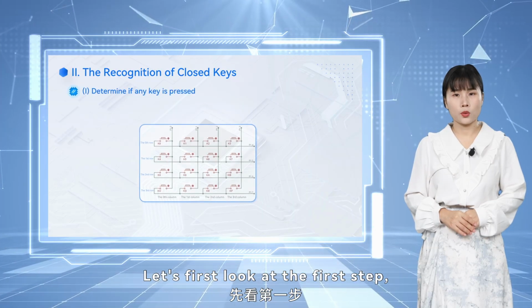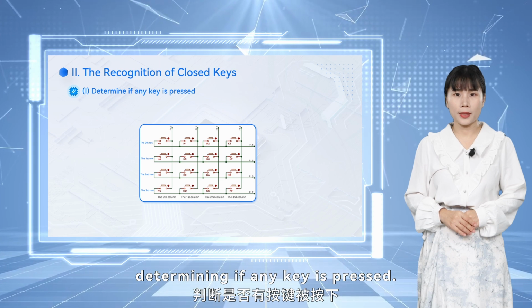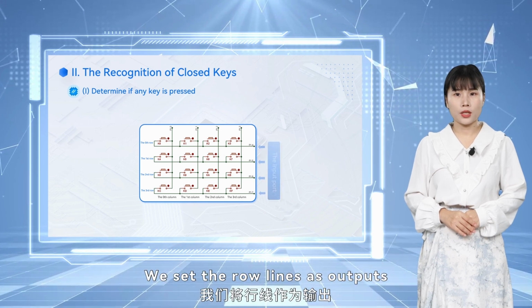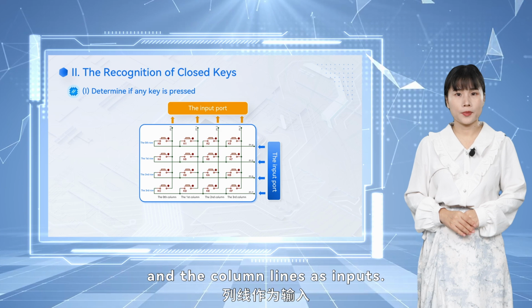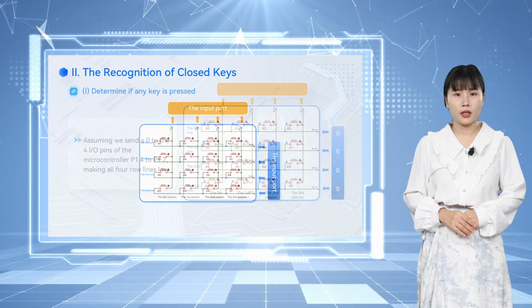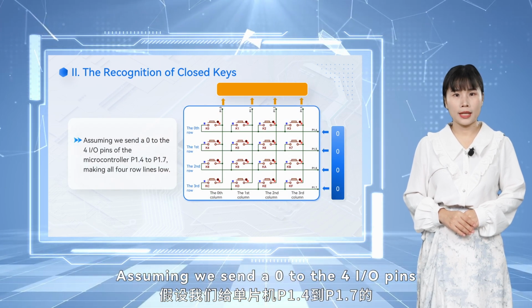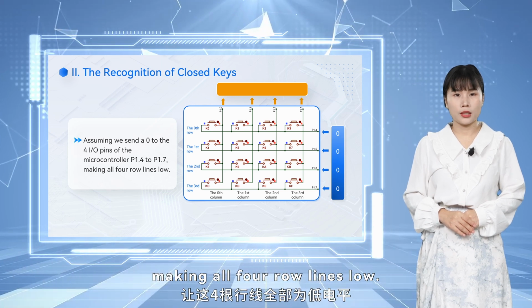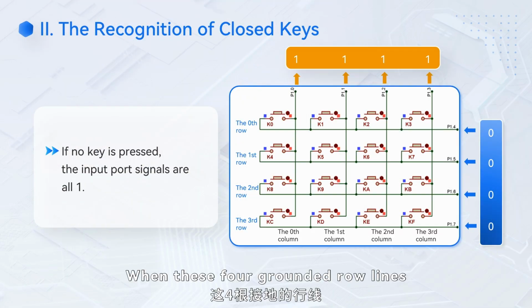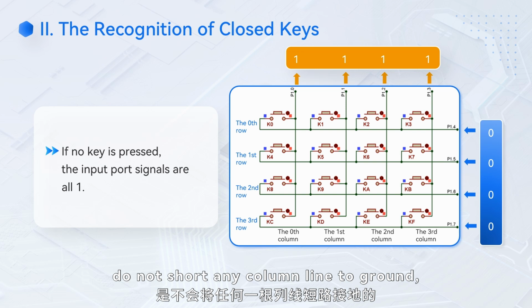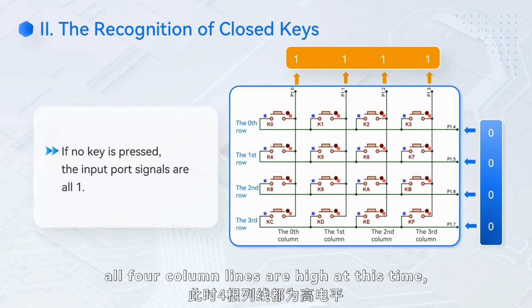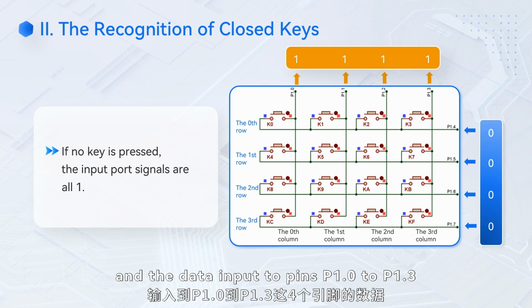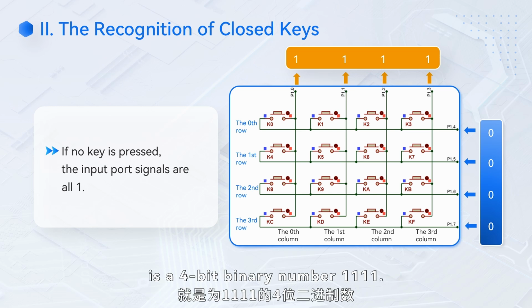Let's first look at the first step, determining if any key is pressed. We set the row lines as outputs and the column lines as inputs. Assuming we send a 0 to the 4 I/O pins of the microcontroller P1.4 to P1.7, making all 4 row lines low. When these 4 grounded row lines do not short any column line to ground, all 4 column lines are high at this time, and the data input to pins P1.0 to P1.3 is a 4-bit binary number 1111.